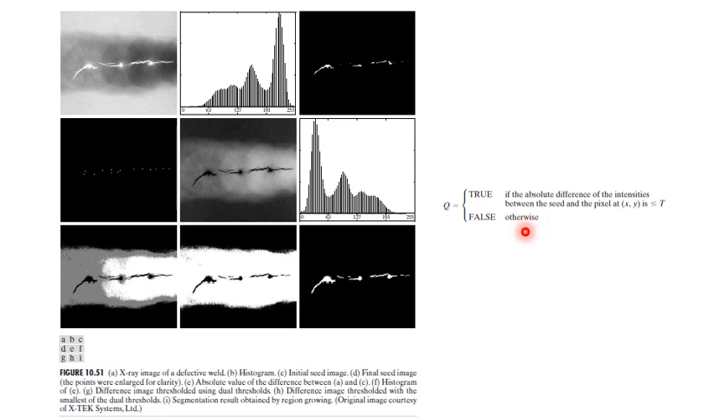If the difference between the intensity of the seed pixel and the point of our interest, which we are checking, is less than the threshold, then we call the predicate true, or we consider it part of the region; else we consider it false. After doing that, what we find in figure E is the absolute value of the difference between figure A and C. Figure F is the histogram of this figure E.